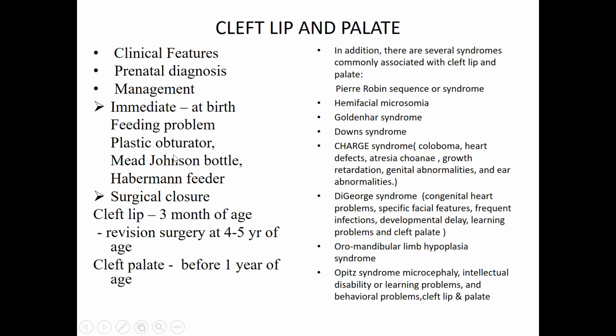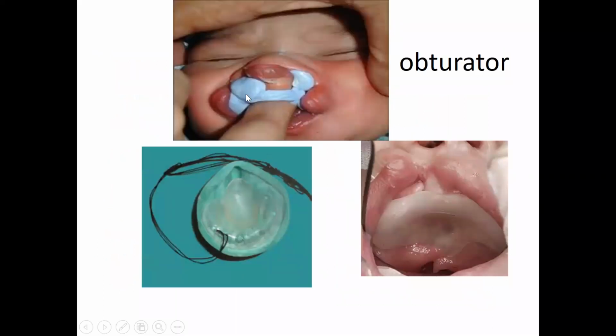You have to do the correction of the cleft lip and cleft palate. You can see this is a patient with a cleft palate, and a cleft lip is also there. You can see the discontinuity of the lip, so most probably this patient has a bilateral cleft lip and cleft palate.